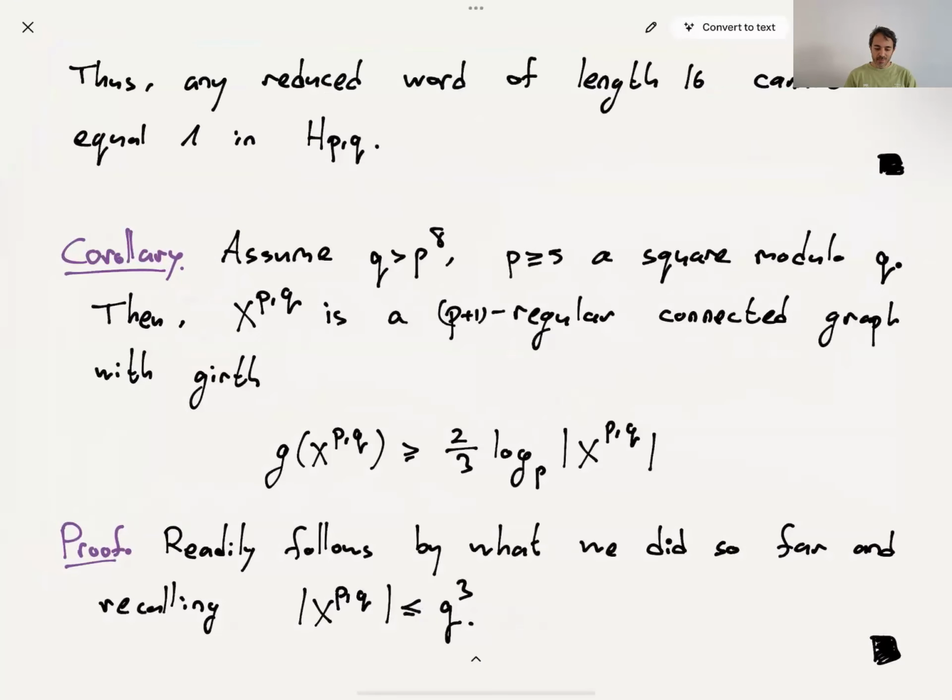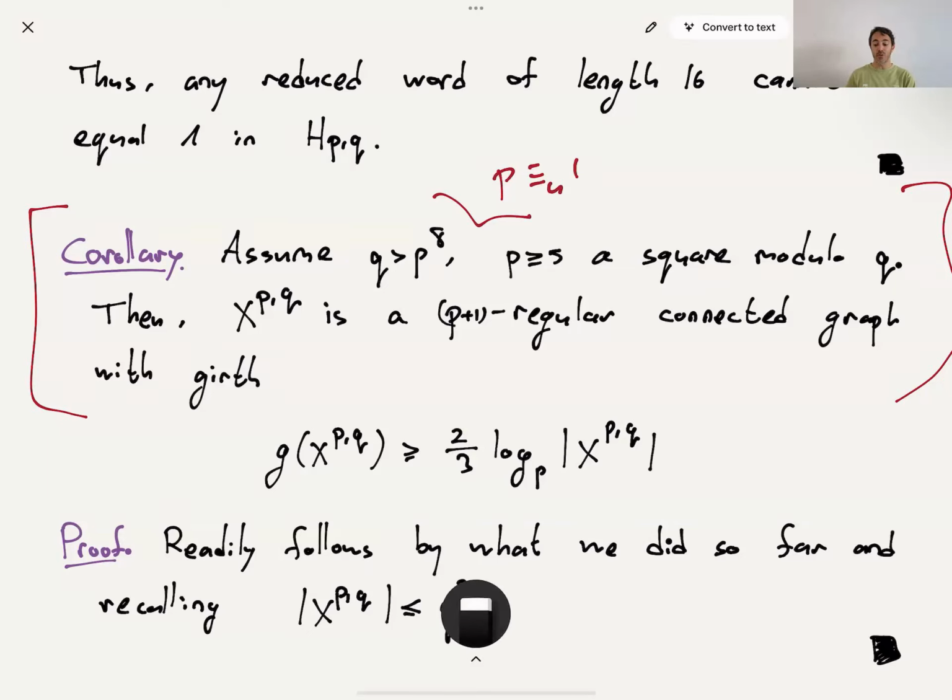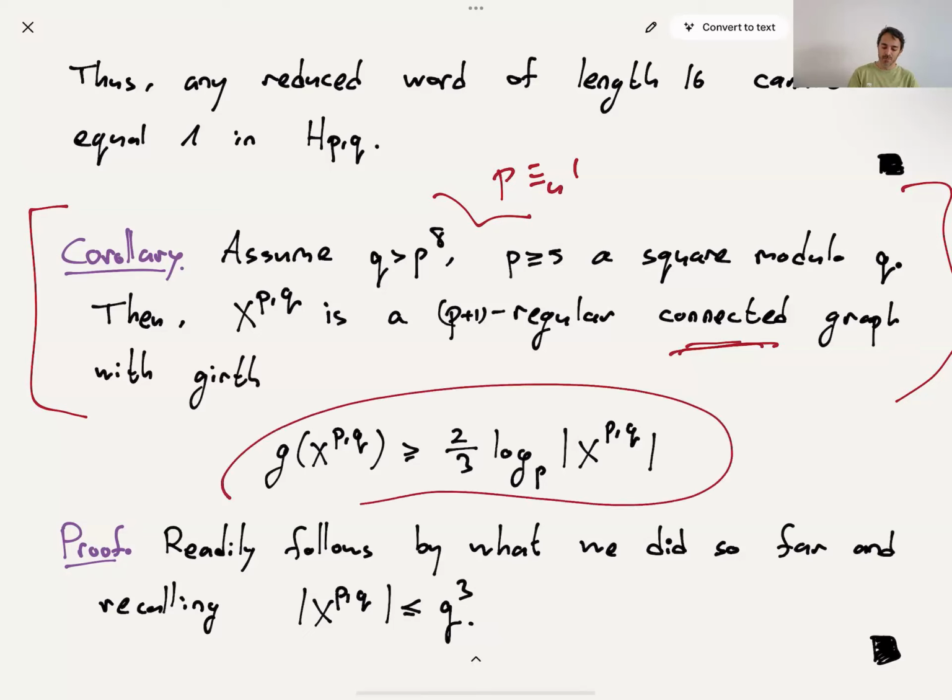Good. So to summarize, we have the following corollary. Assuming that Q is larger than P to the 8th, P is congruent to 1 mod 4, at least 5, and a square modulo Q, then X is a P plus 1 regular connected graph. That's all we need from here on. But we already took the trouble to prove that the graph is large, and so the graph is large. It's at least this number.